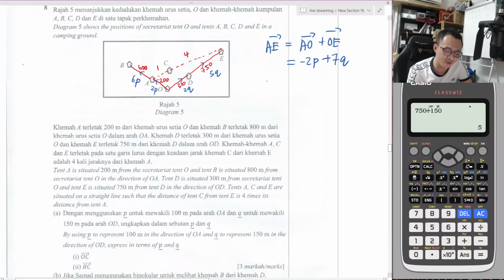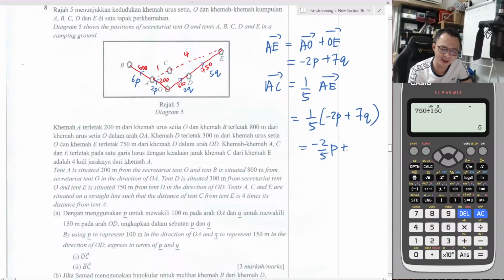Okay, now I want to find AC. AC is 1 over 5 of the AE. AE is negative 2P plus 7Q. So it's negative 2 over 5 P plus 7 over 5 Q. This is AC. After I got the AC, I can find the so-called OC.